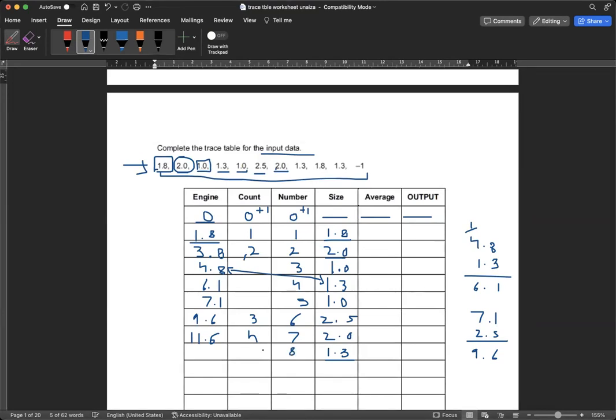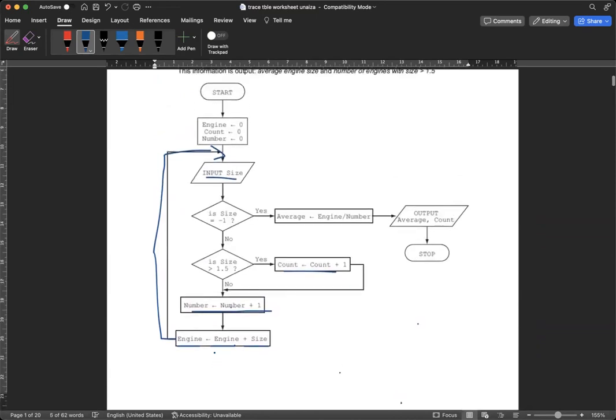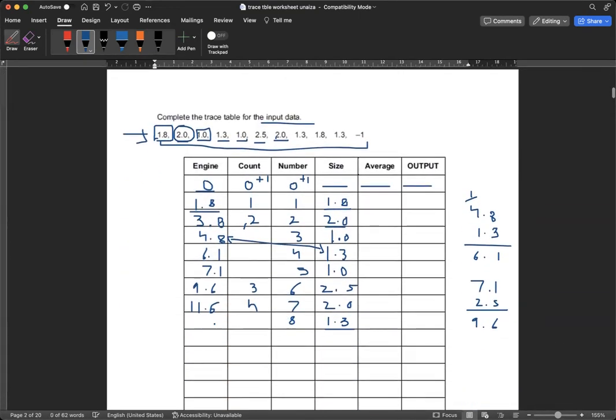Can you scroll up? I think I have memorized it now. Number plus one, engine plus size. So tell me the engine size. Size is 1.3. So 12.9, right? Yes, 12.9 is the answer. Okay.